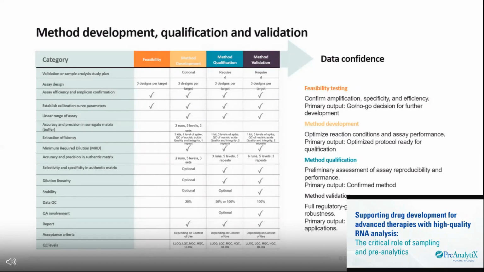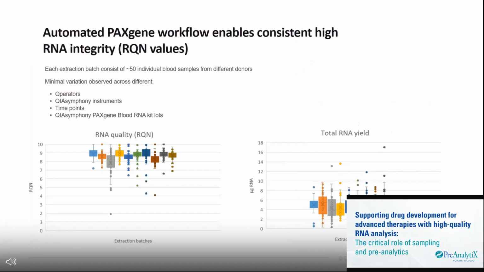So a great example of this is our automated packaging workflow. In this workflow, we are using one of our key Symphony systems for RNA extraction. And consistency is the key here.